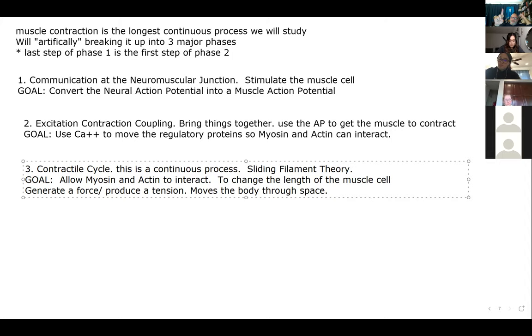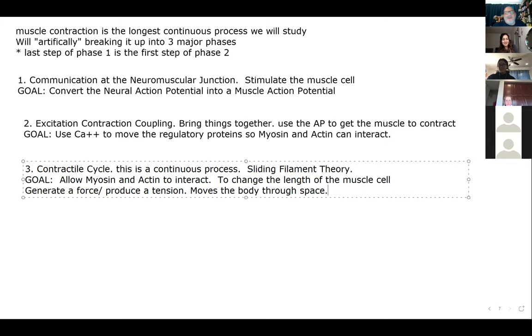So I start with the decision, and ultimately the muscle contracts. One continuous process that we're going to divide into three more easily digestible pieces. So this is just a summary of each phase. Obviously we're going to go through all of the steps of these phases, but this is the overview of what we're going to spend the next probably 3 days in class talking about. Actually, only two. Two whole lectures talking about this.